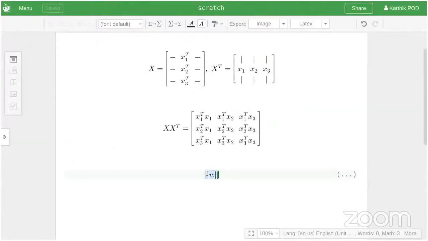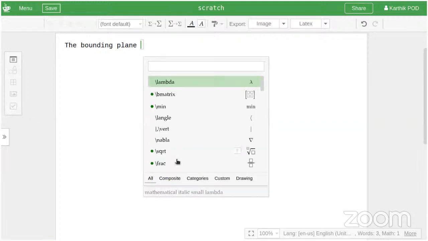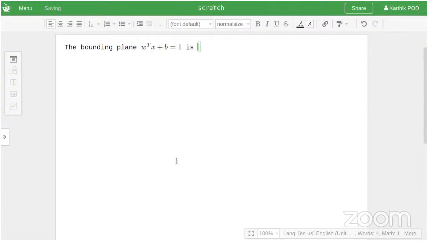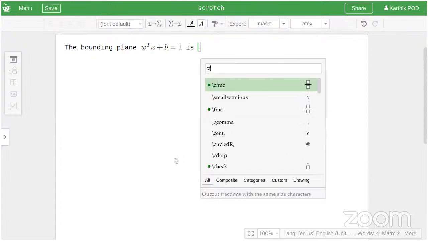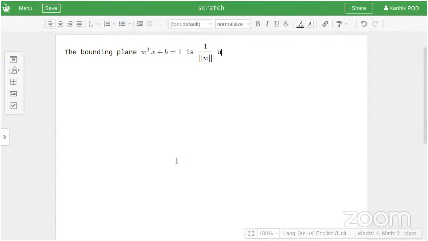Let me just write it down. The bounding plane W transpose x plus b equal to 1, what is this going to be? This is going to be 1. This is correct, right? This is going to be 1 by norm W units away from my decision boundary.